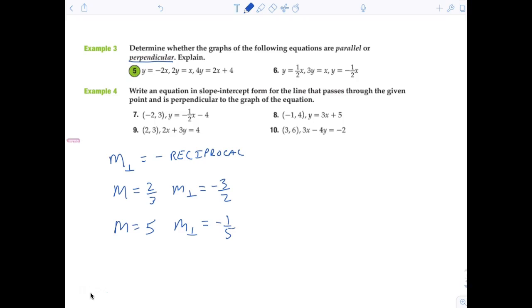Negative. If the slope is negative, it becomes a what? It becomes a positive. All right? So now we're going to write the equation of the perpendicular. Now, I'm going to do number 7 real quick. And actually, I don't really care about 5 and 6 right now. We're going to do number 7.